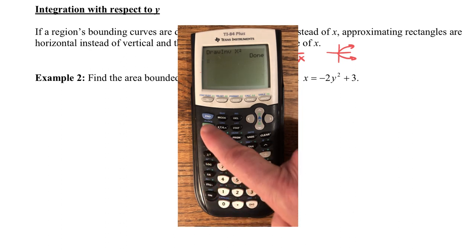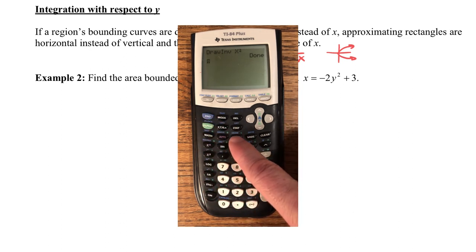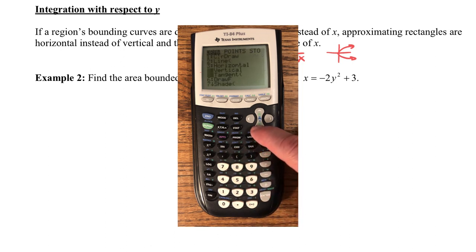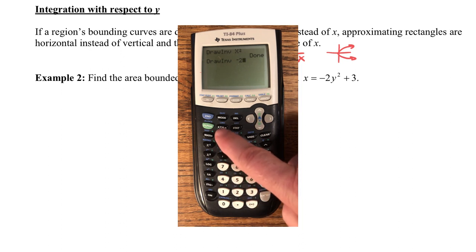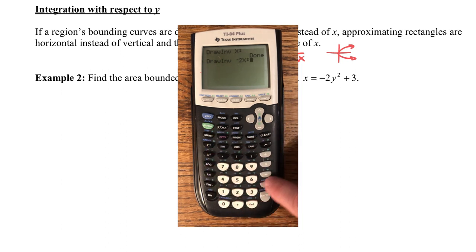And do the same thing again. So second draw, right? Second program. Go down to draw inverse. And this time we'll go negative 2x squared plus 3. Hit enter. And that's the picture that we'll use.